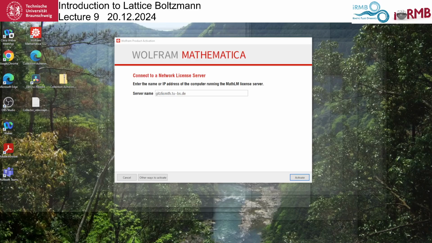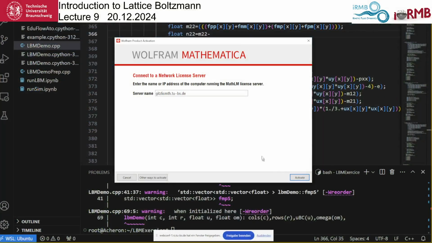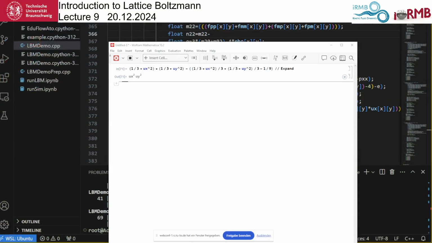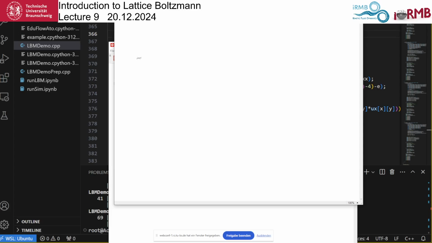I don't know whether Mathematica works because I'm traveling. Activated. Okay, I've already done it here. So let's fake this. Oh my god. Doesn't matter. Okay. So what do we want to do?